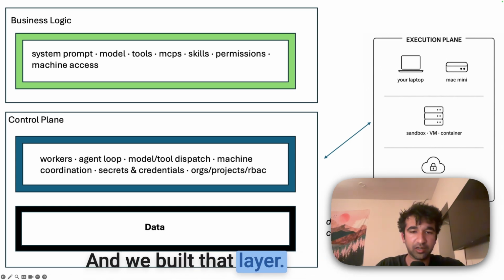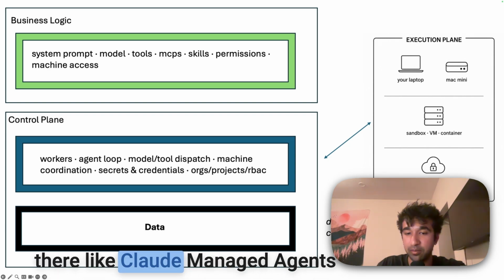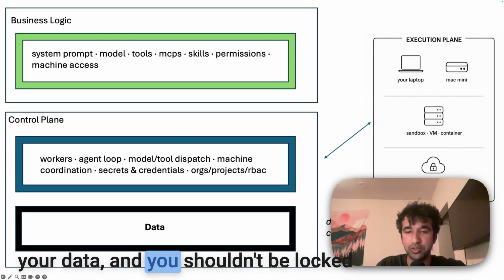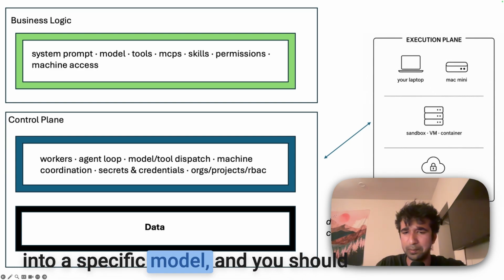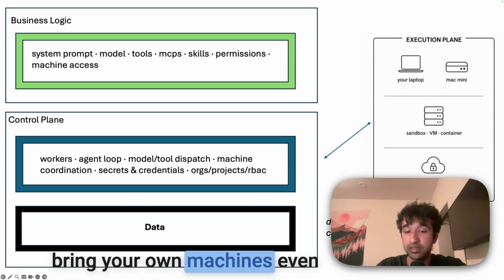And we built that layer. It's called Omnara. It's open source. It's self-hostable. There are other alternatives out there like Claude managed agents and Gemini managed agents, but we believe that you should own your data and you shouldn't be locked into a specific model, and you should be able to run everything yourself, bring your own machines even.